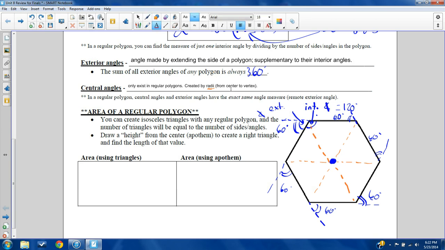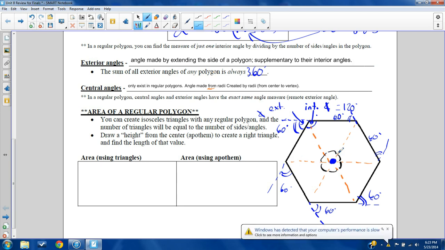Okay. I should really put, it's the angle made from radii, I guess. So, for instance, I have central angles here, there are 6 of them if I extend all my radii out. These are also congruent in a regular polygon where central angles exist.